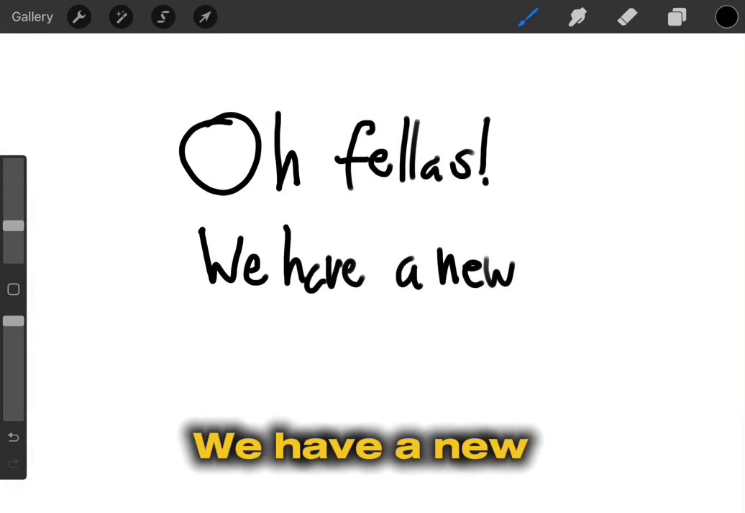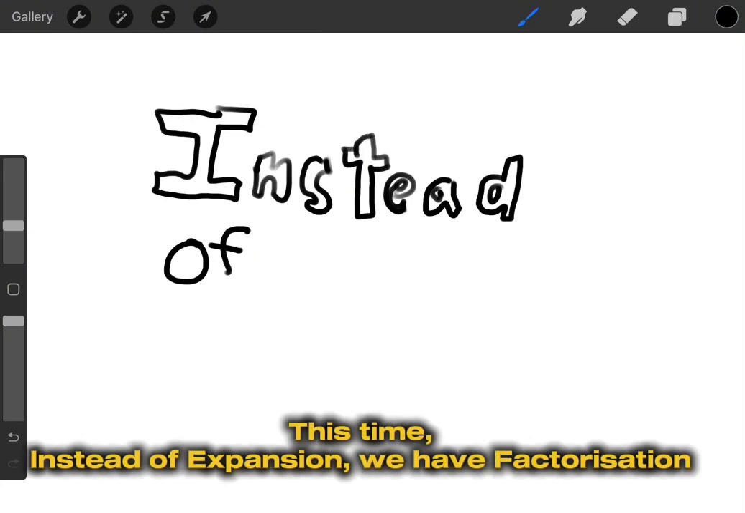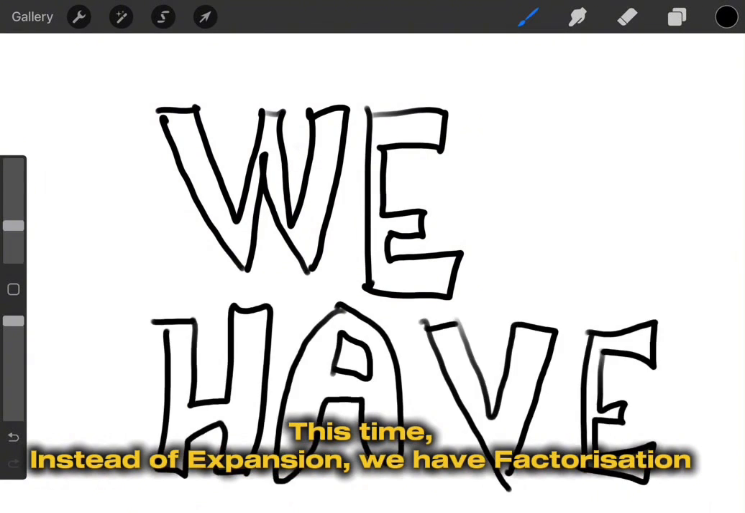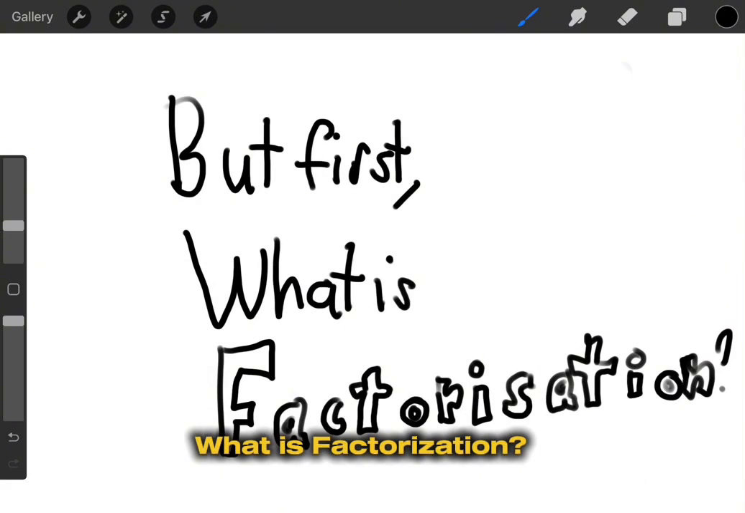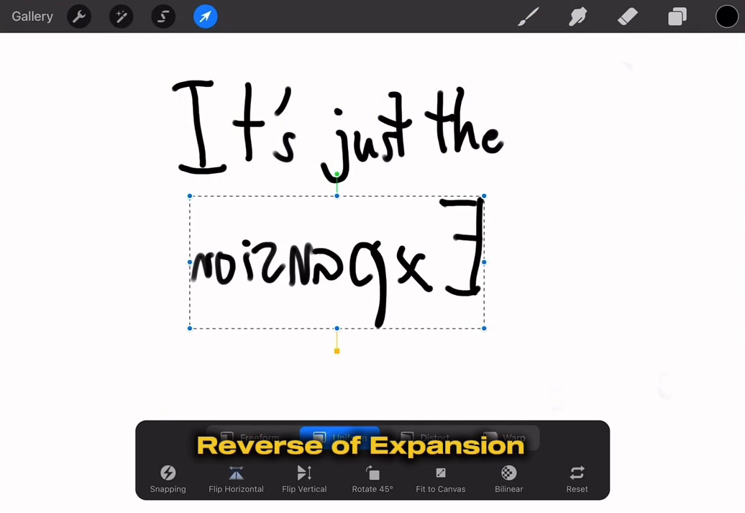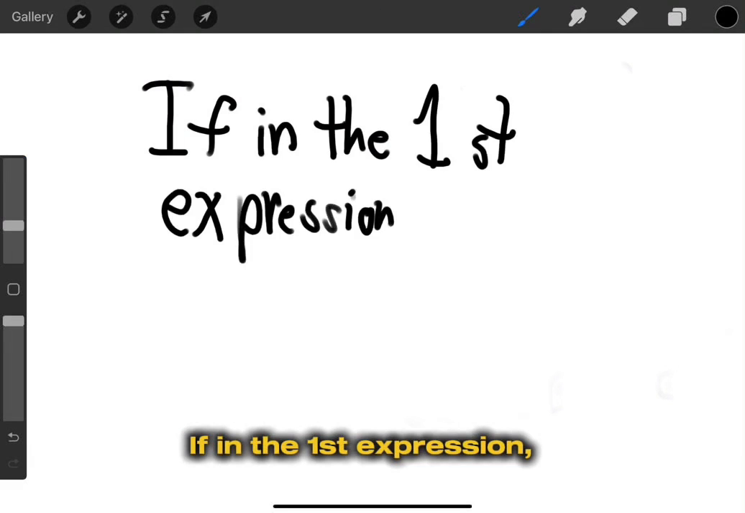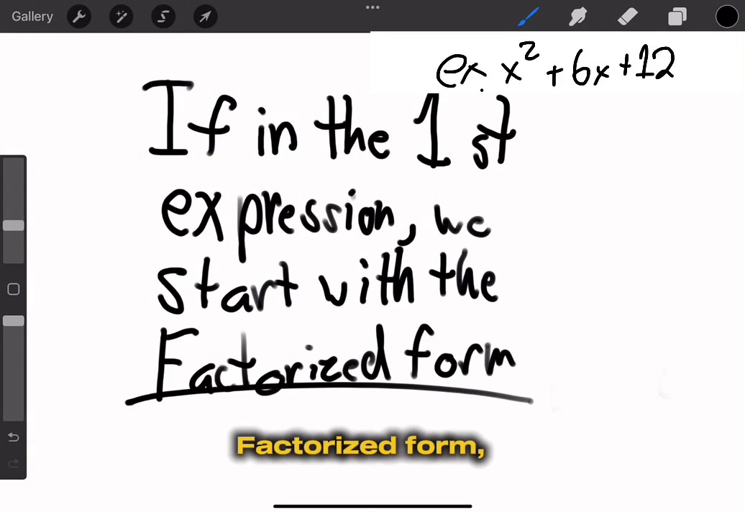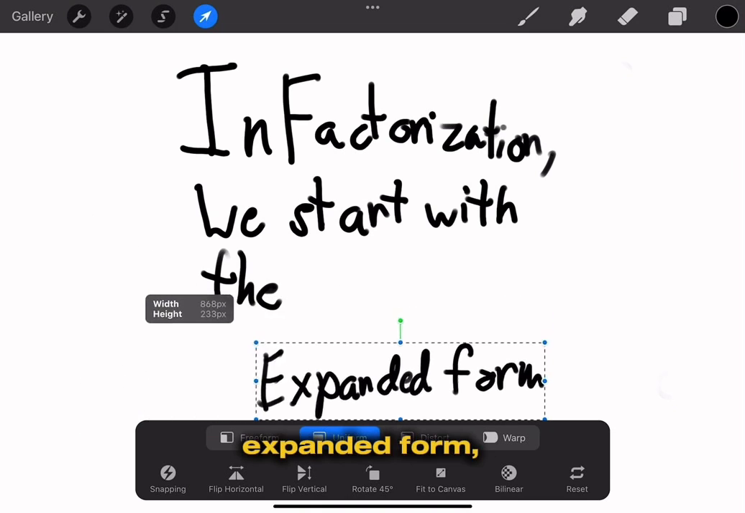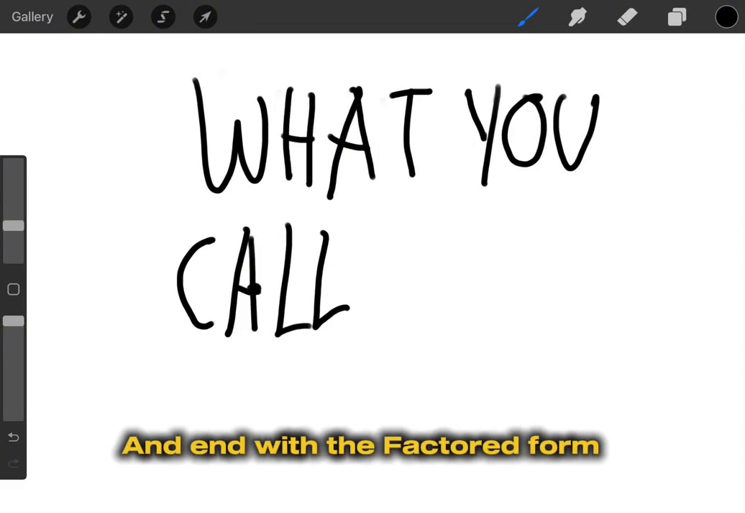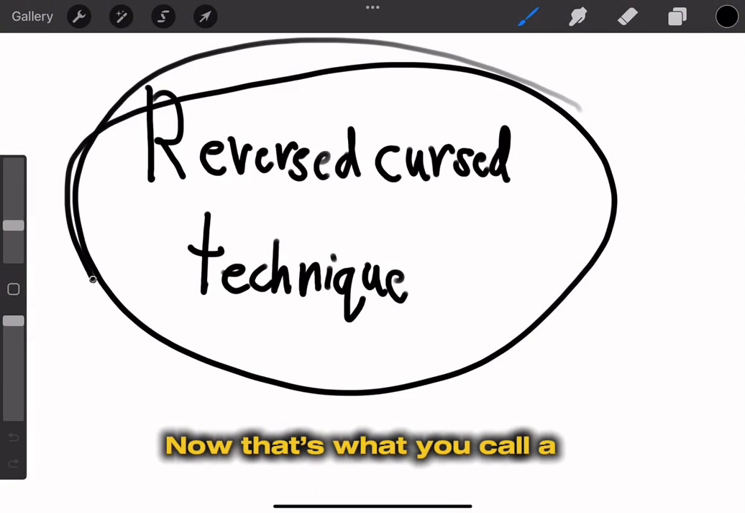Oh fellas, we have a new problem. This time, instead of expansion, we have factorization. But first, what is factorization? It's just the reverse of expansion. If in the first expression, we started with the factorized form and ended with the expanded form, in factorization, we start with the expanded form and end with the factored form. Now that's what you call a reverse curse technique.